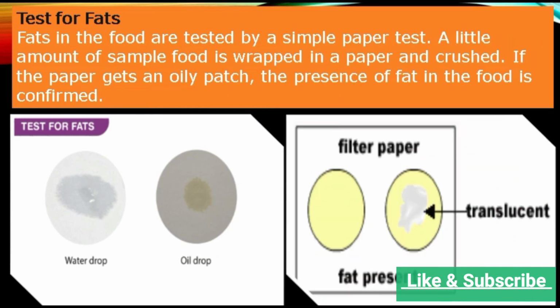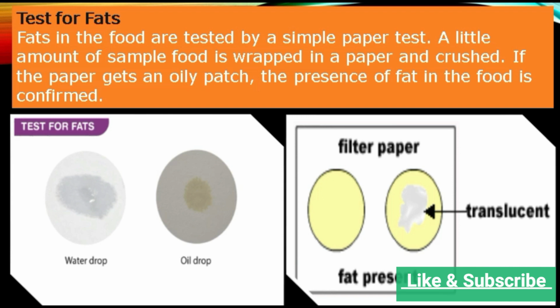Students, to test the presence of fat in a given food item, first of all, you have to take the food item that you want to test. Then you have to wrap it in a paper. Then you have to crush it, taking care that the paper is not torn. After that, take out the food item and allow the paper to dry for some time. As you see here in these two figures, if you can find oil spots on the paper, it indicates the presence of fats in the food item.